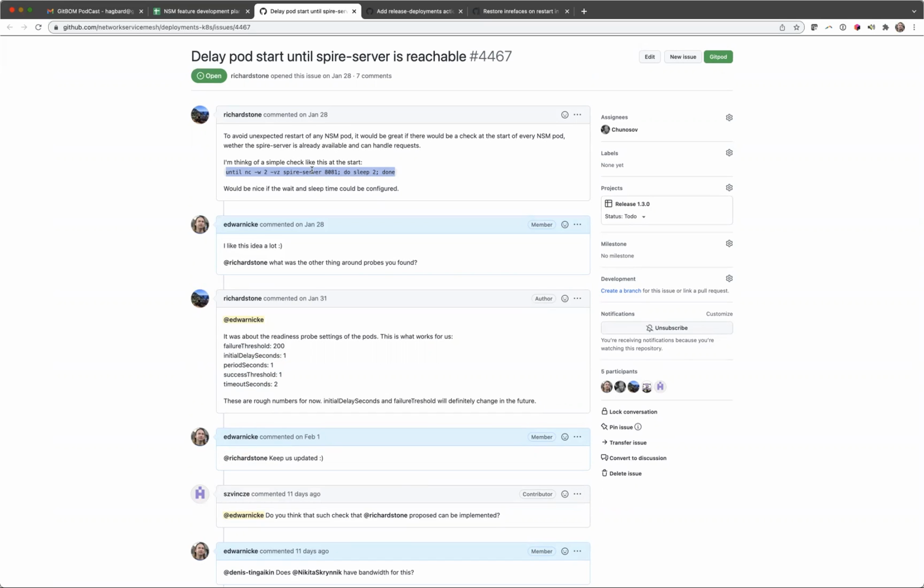We probably don't want to do the sleeping game, which will make it, I think, quite a bit faster. But what they were doing is just waiting until the Spire stuff was up. And so I think what you're pointing to is, hopefully it's clear enough in this issue, the thing about the pod thresholds, the readiness probe thresholds, but the actual delay pod start until Spire server is reachable is probably not sufficiently clear here, and so should be clarified a bit. Does that sound about right?